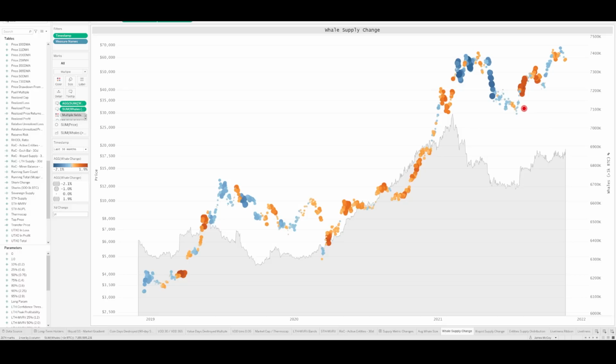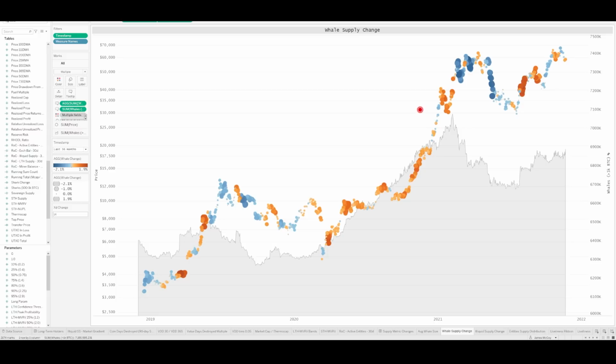But what's been going on recently is that whales are not buying as aggressively. See these little clusters of red dots? They're more sporadic. They're more targeted. And I think that's part of the reason why price isn't as aggressively rising as it was a year ago, because whales themselves are not playing such an assertive role in the current market.